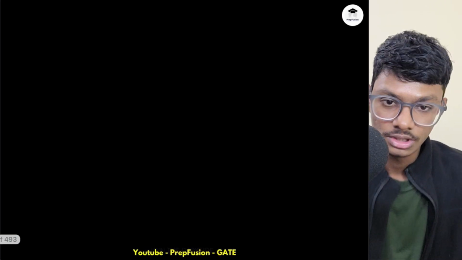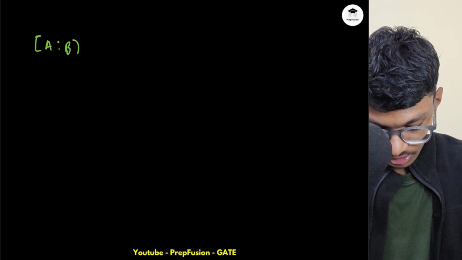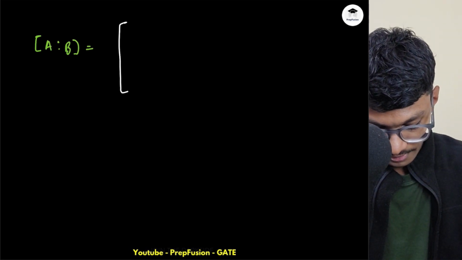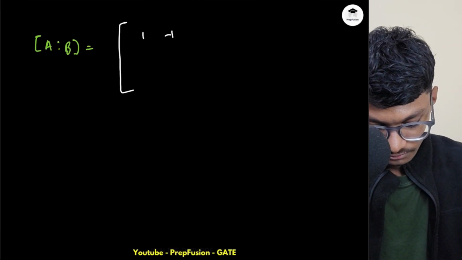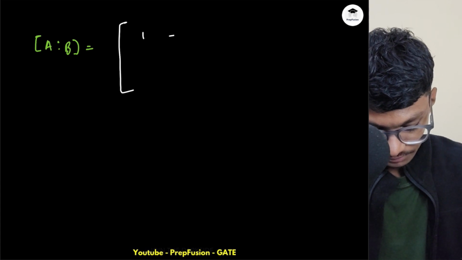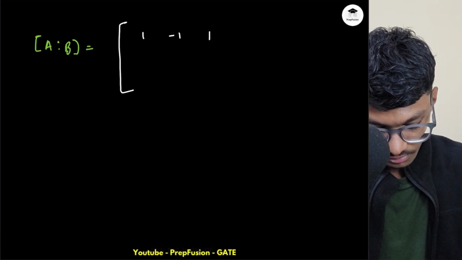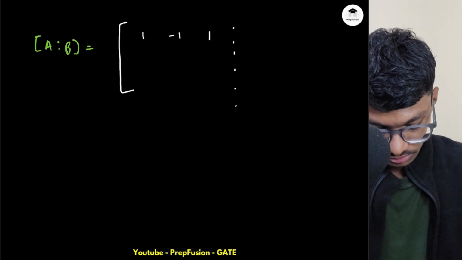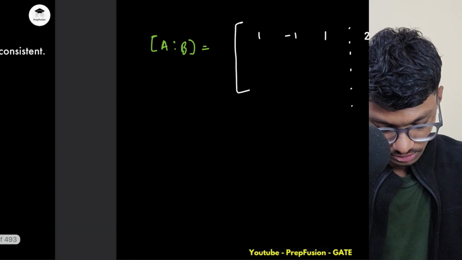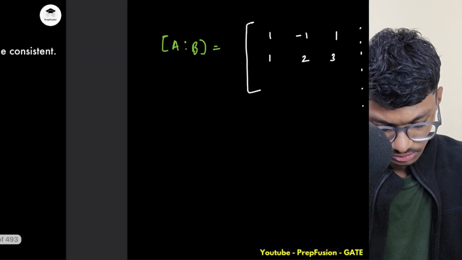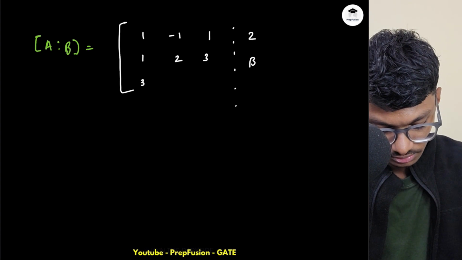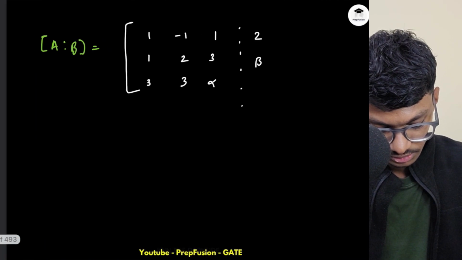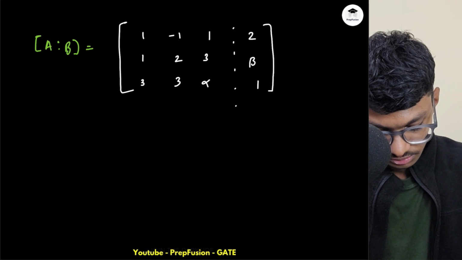Again we have to convert this into simple matrix mapping. So basically, let A be the augmented matrix. Let us write the coefficients: 1, minus 1, 1; 1, minus 1, 1; this is 2, this is 1, 2, 3, this is beta, this is 3, 3, alpha, 3, 3, alpha, and this is 1.